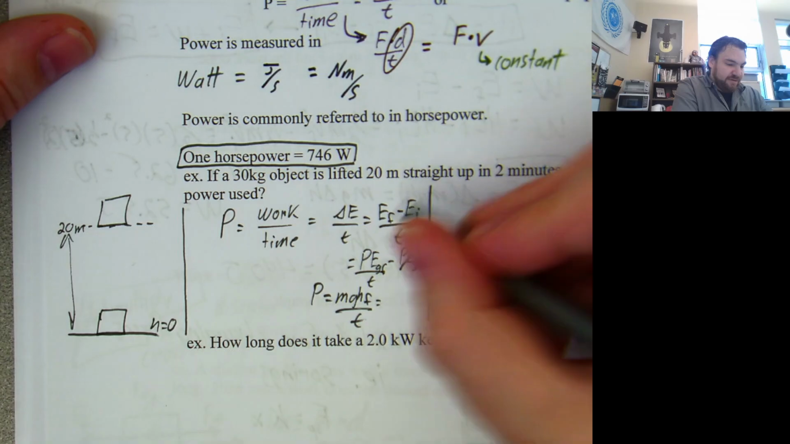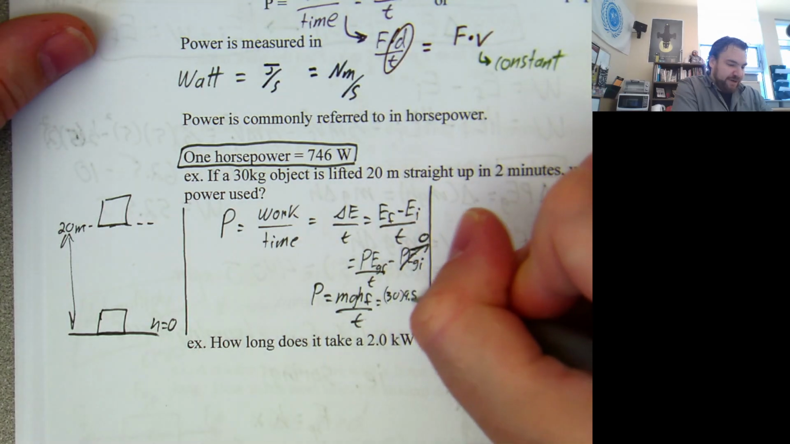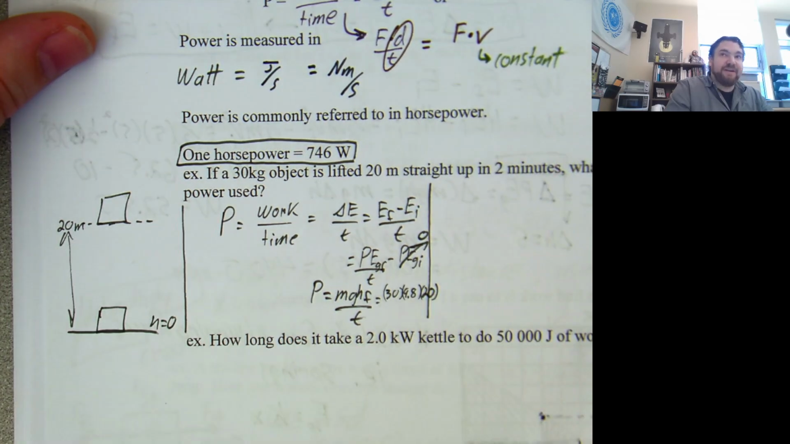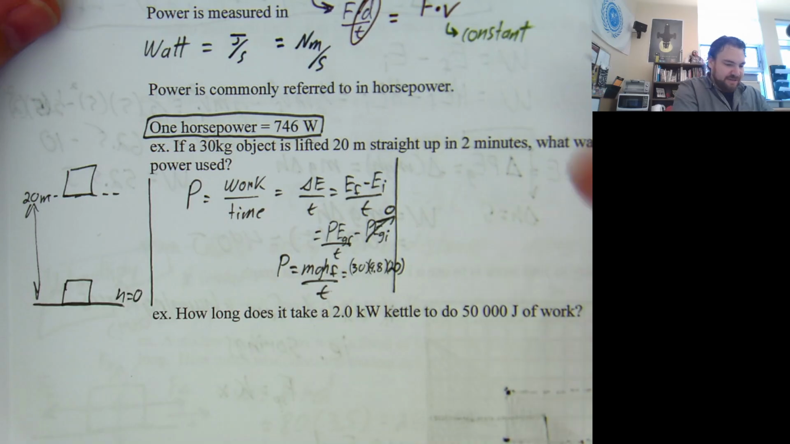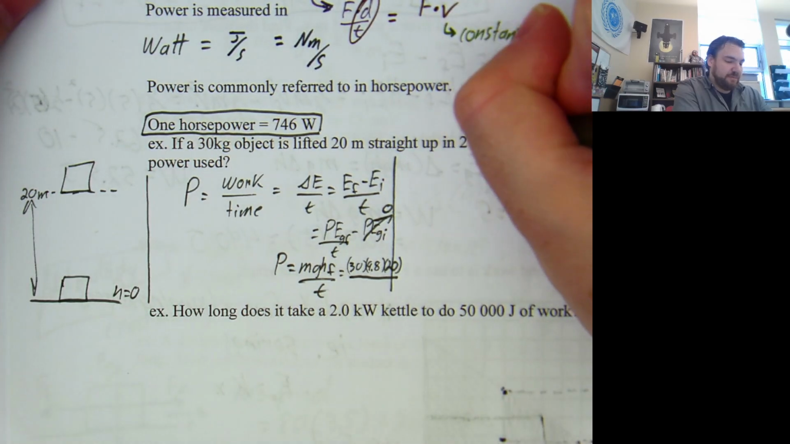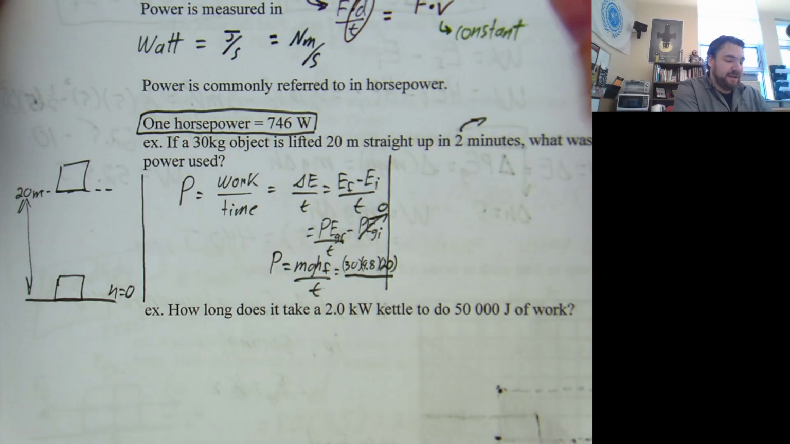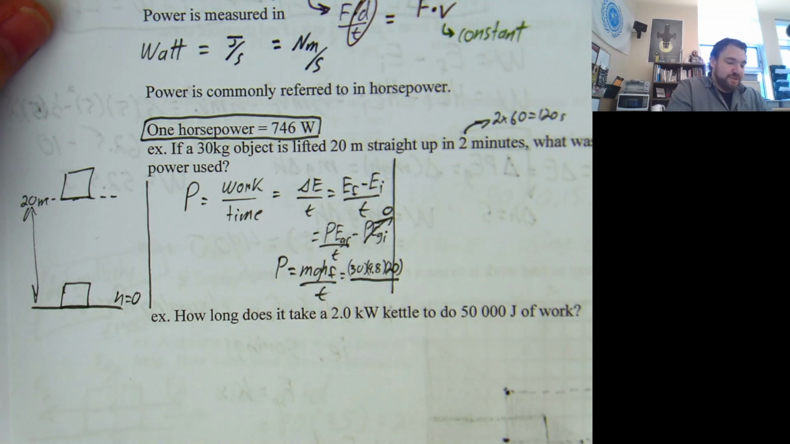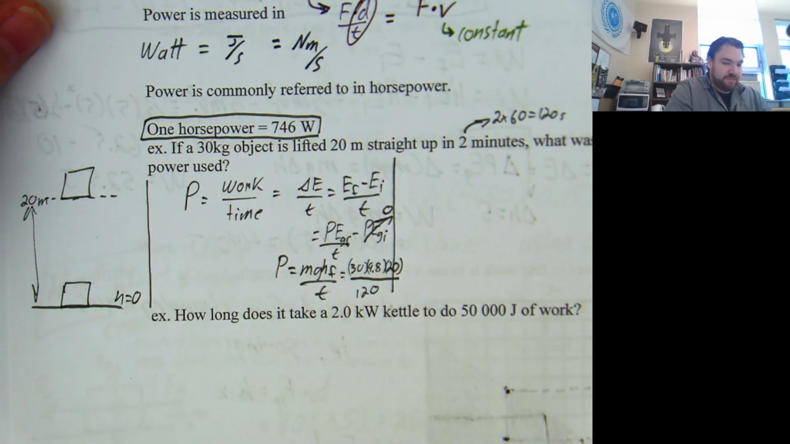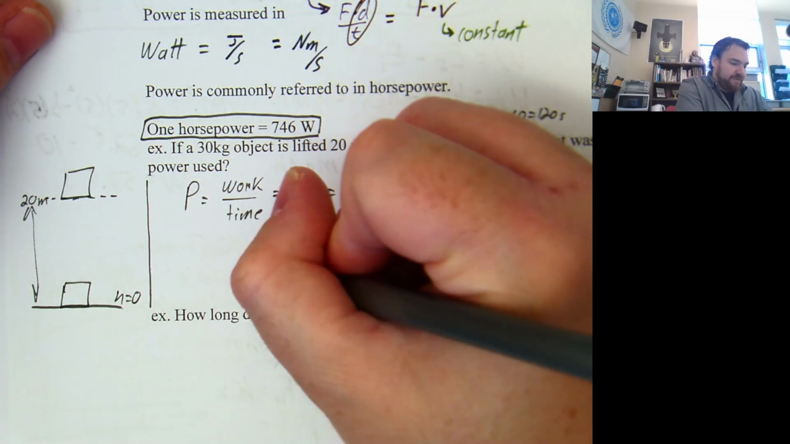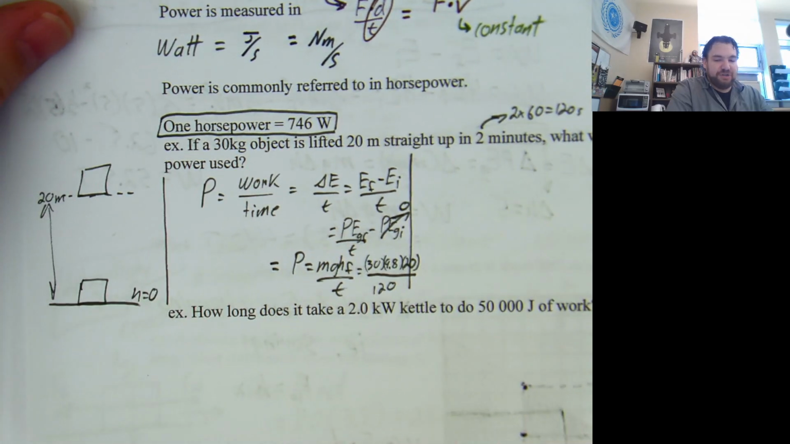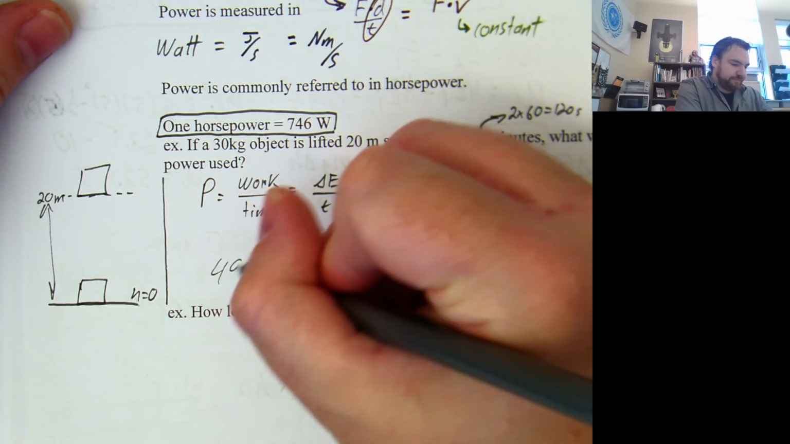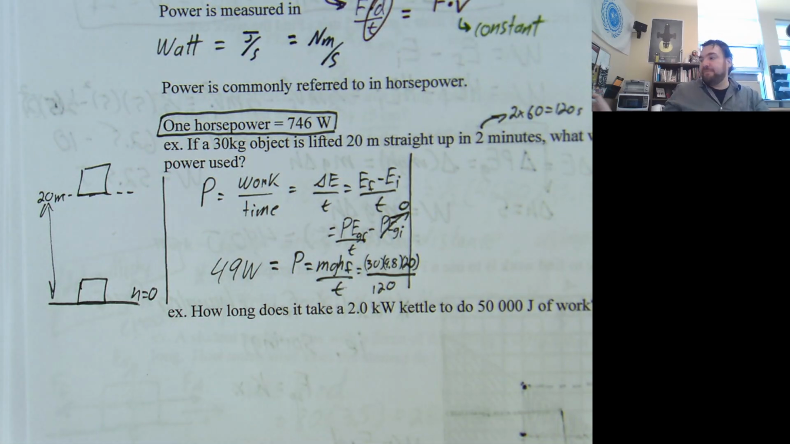So that's just going to be mass, which was 30, times 9.8 times 20. I just ran out of space. That's okay. Divided by the time, and the time should always be in seconds. So 2 minutes is how many seconds? 120. There's 60 seconds in a minute. So 2 times 60 equals 120 seconds. So that's just going to go in here. And we're going to find out that the power required to do this is 49 watts.